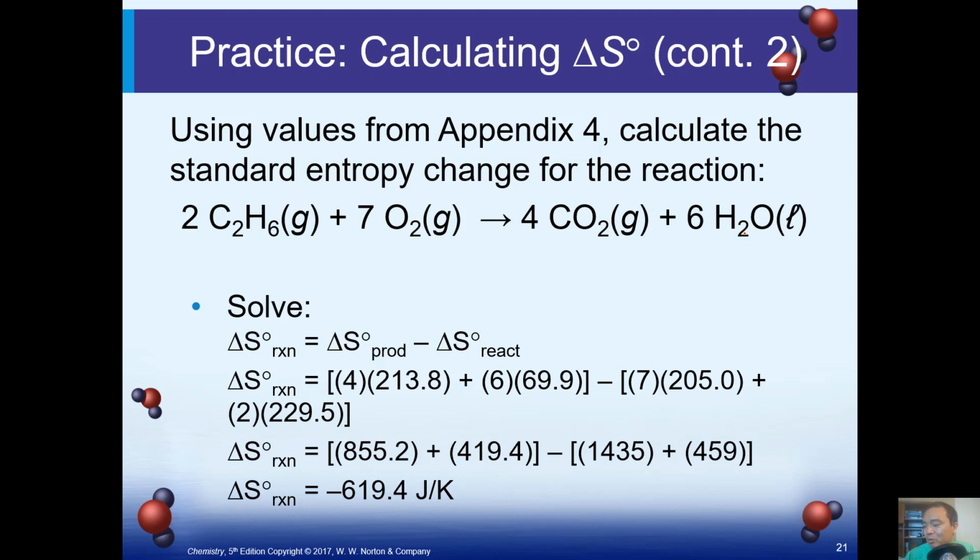So we can substitute the numbers in. You can look up these numbers in the appendix table. In your exam, these numbers will be provided. So you take the difference between the total for the products and the total for the reactants. If you really want to write this, more correctly it should be sigma n times S for the products, minus the total of n times S for the reactants.